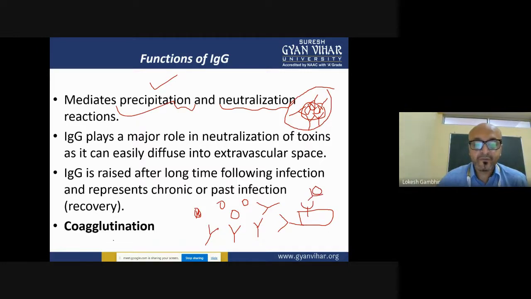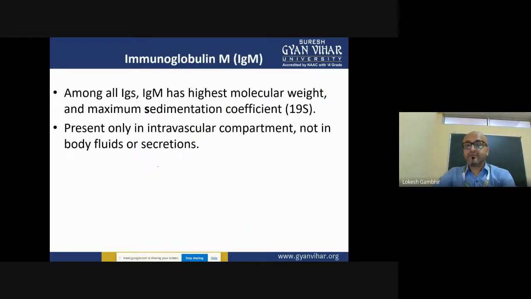Now, what has happened? This antibody has blocked the interaction with its receptor, thereby it has neutralized. So it is used in multiple functions, as we understand. Then next type is IgM.